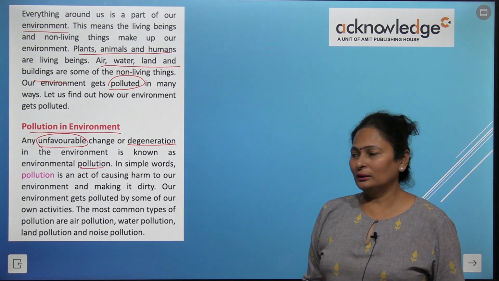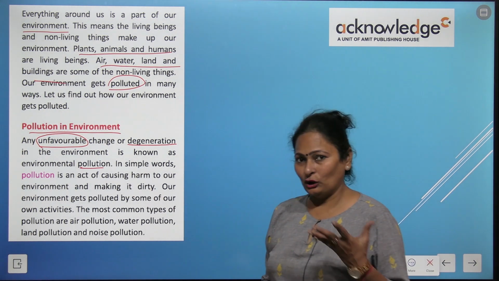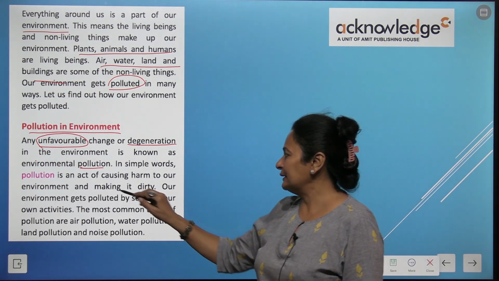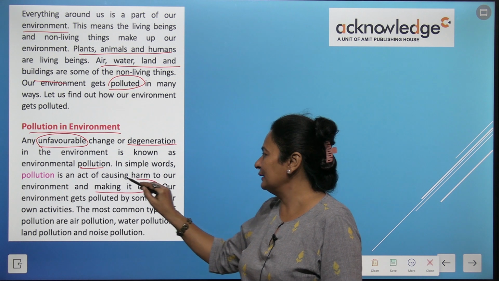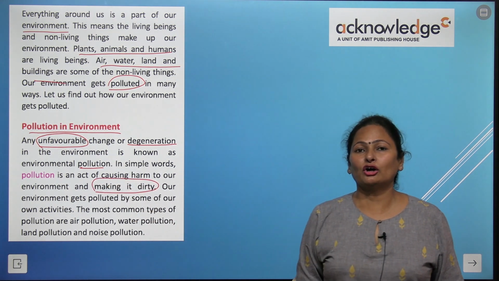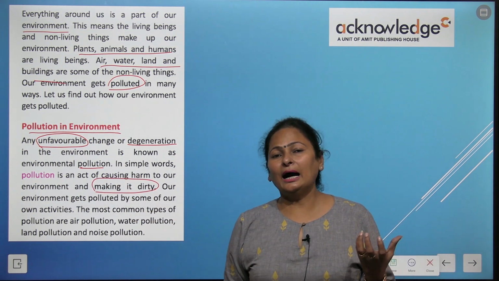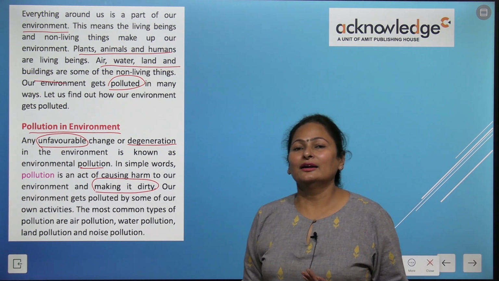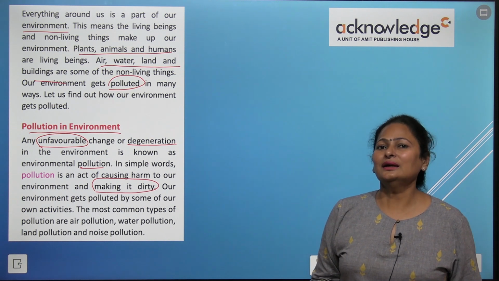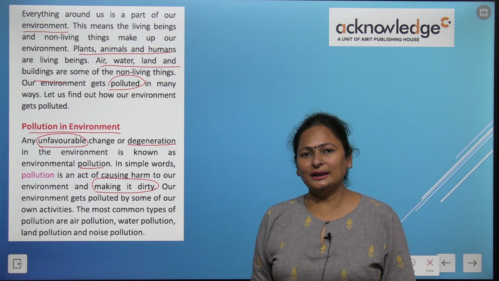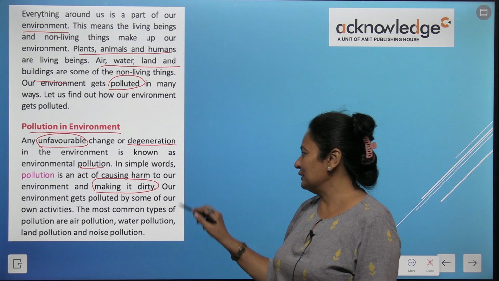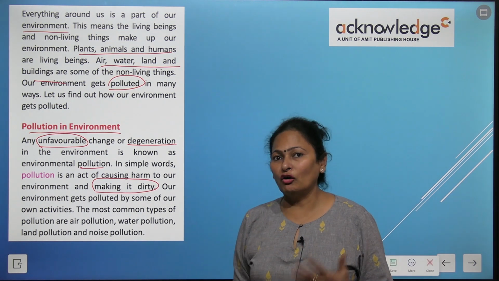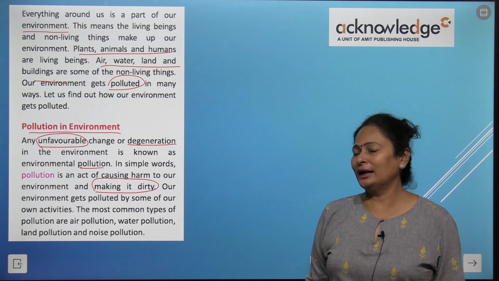In simple words, pollution is an act of causing harm to our environment and making it dirty. This is a very simple definition of pollution. Any harmful act which is making our environment dirty is called pollution. Have you understood, kids? Very good. Our environment gets polluted by some of our activities. Now, what are these activities?